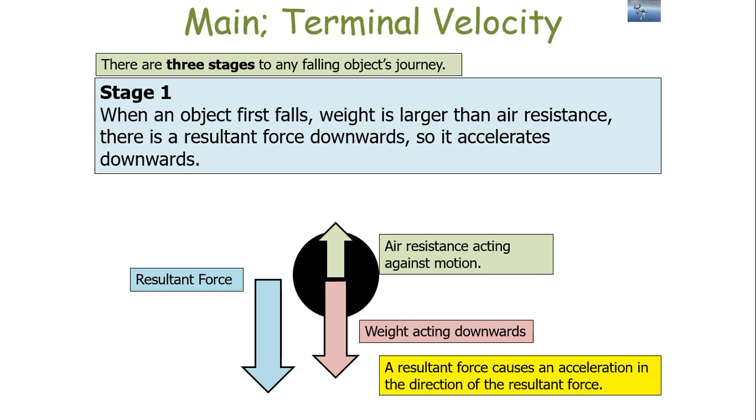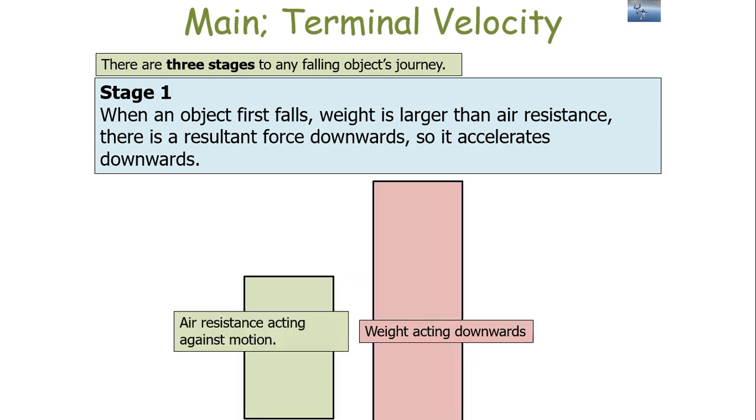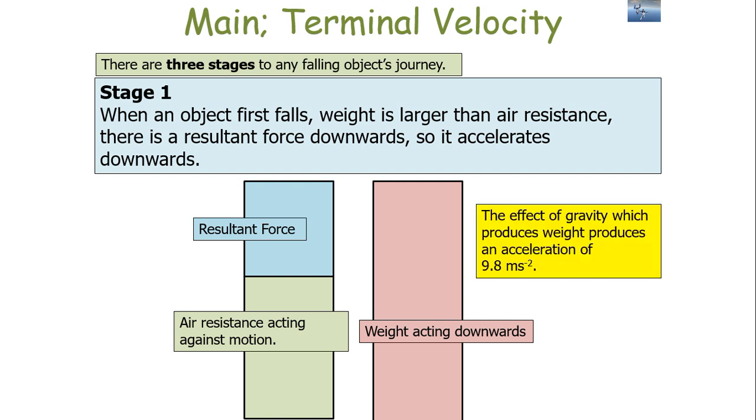resultant force downwards, and the resultant force causes acceleration in the direction of the resultant force, which, like we said before, is Newton's first law of motion. So the object will accelerate downwards as there's a resultant force downwards. We can see that because weight is larger than air resistance, we have a resultant force due to this. The effect of gravity, which produces weight, would want this acceleration to be 9.8 meters per second squared, because that is the acceleration due to gravity around the Earth's surface.